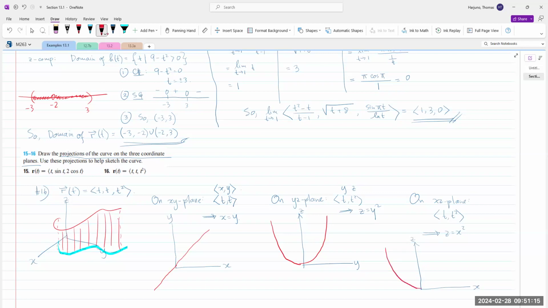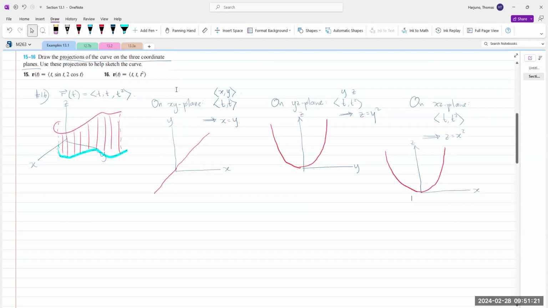Now, try to arrange this into 3 dimensions such that if you see it from above, it looks like this. This is the view from above. This is the view to the right wall. And this is the view from the left wall.